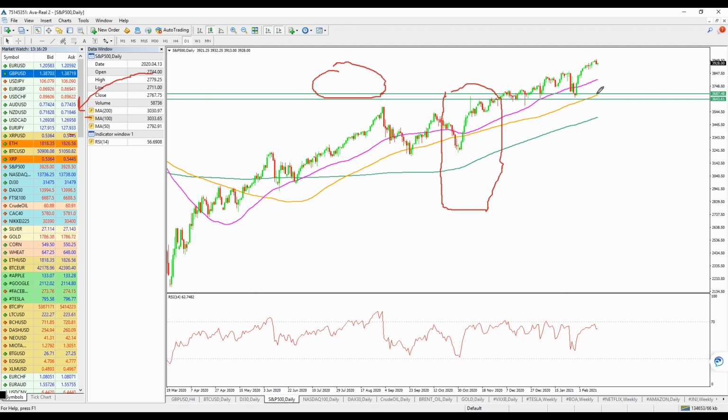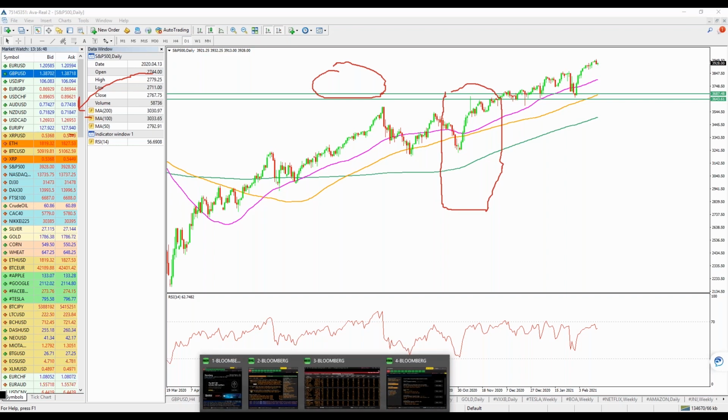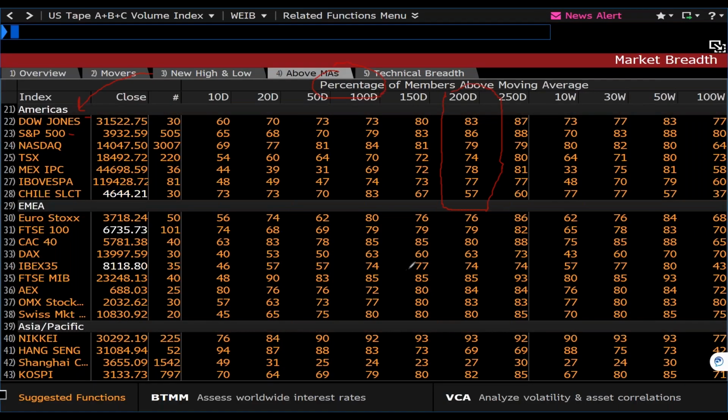We want to measure how many stocks are actually also trading above these moving averages. This gives us a further indication of whether the strength in the market is really strong or not. So we will just briefly have a look at that one, and then we will go back to our MT4 and AvaTrade Go platform.